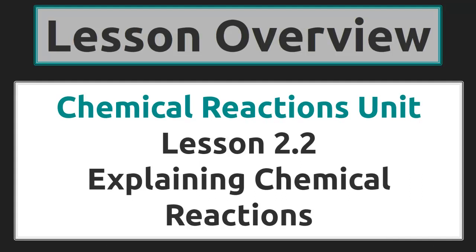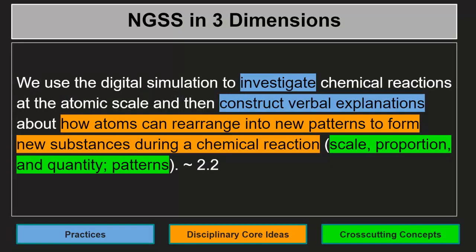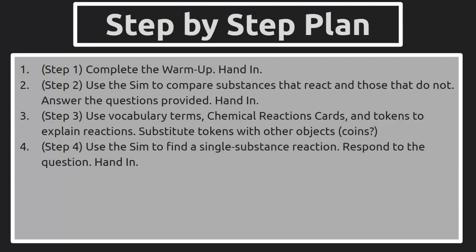Lesson Overview, Chemical Reactions Unit, Lesson 2.2, Explaining Chemical Reactions. In this lesson, we use the digital simulation to investigate chemical reactions at the atomic scale, and then construct verbal explanations about how atoms can rearrange into new patterns to form new substances during a chemical reaction. Scale, proportion, and quantity and patterns are cross-cutting concepts.